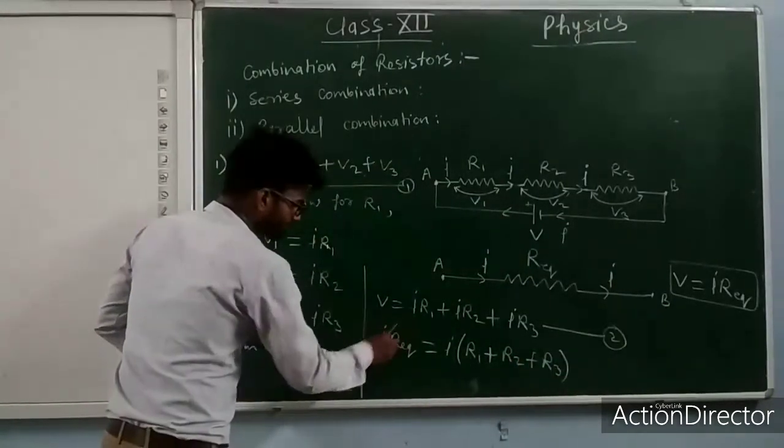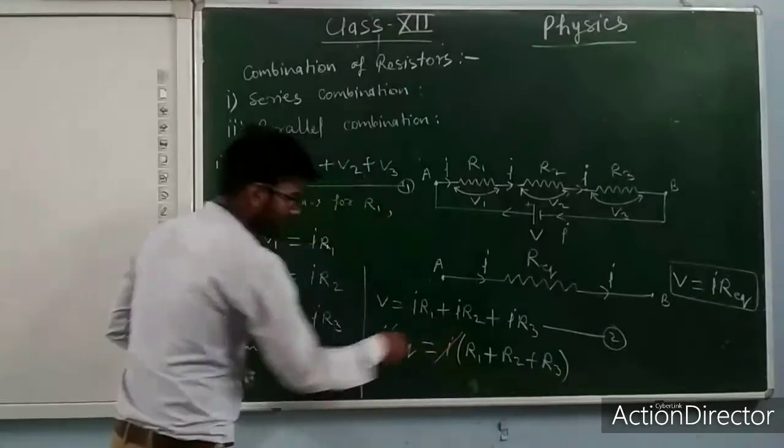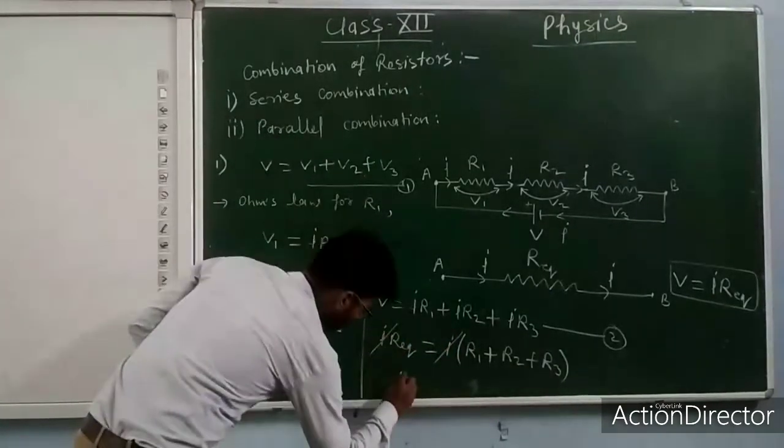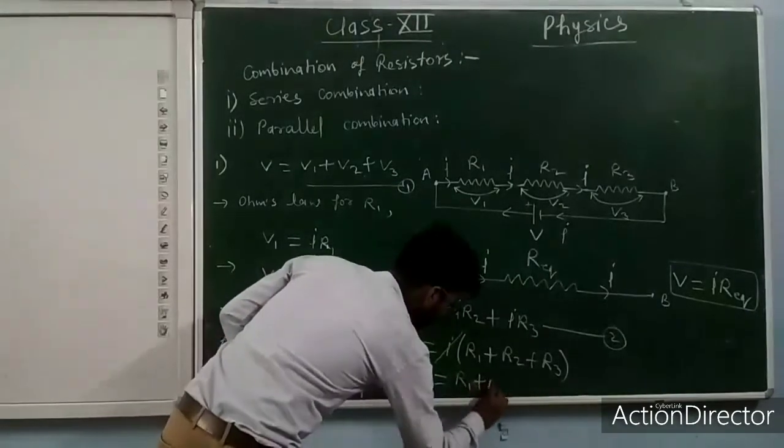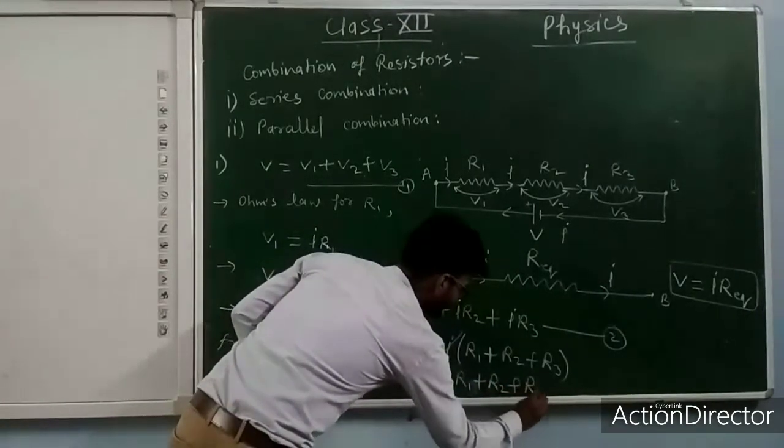Now I is at both sides, that will be cancelled out. So from here we can get the formula R equivalent equal to R1 plus R2 plus R3, right?